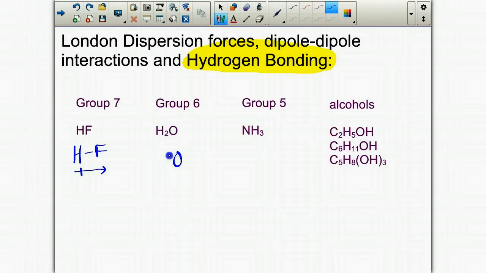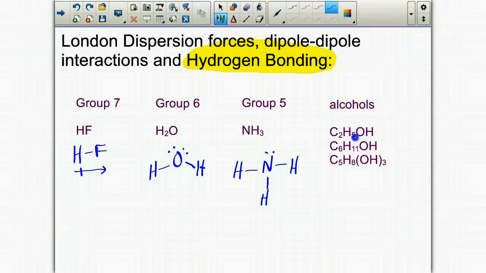Water also has hydrogen bonding, and again, it's in the oxygen family, so it's oxygen with 2 pairs of electrons and 2 bonds. It's polar because of the lone pair, but more importantly, because it's an oxygen directly bonded to hydrogen, it has hydrogen bonding. And then NH3 of the nitrogen family is polar because there's a lone pair on the center atom, but more importantly, hydrogen bonding is present because you have a nitrogen directly attached to hydrogen.